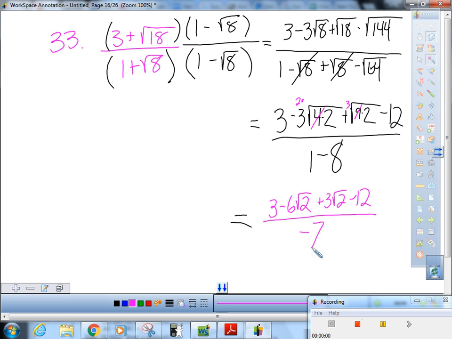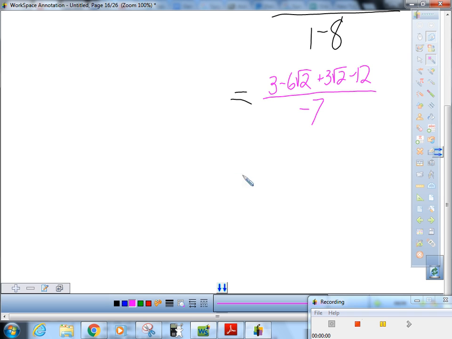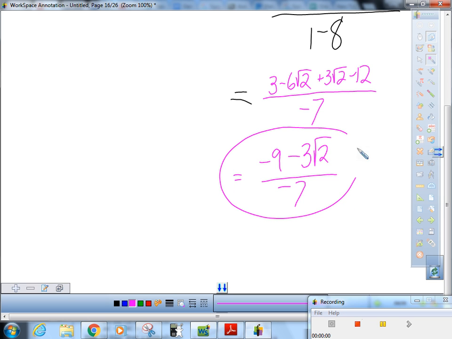So finally we can combine. 3 minus 12 is a negative 9. Negative 6 and a positive 3 is a negative 3. And that is our simplified answer.